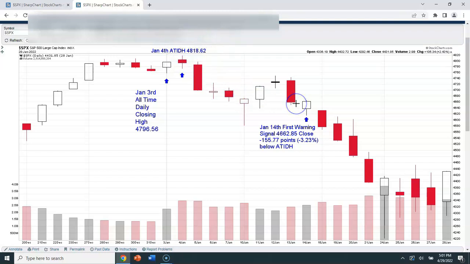And just about a week and a half later, on January 14th, my model, my Simple Market Signals proprietary model, which took me over 20 years to develop for myself, guys, produced the first of several warnings that the market was changing, that things were getting dangerous. And that came out at 46.6285 on the S&P 500, just 3.23% below the all-time intraday high.